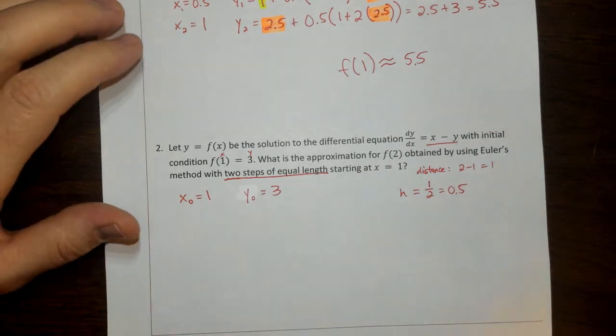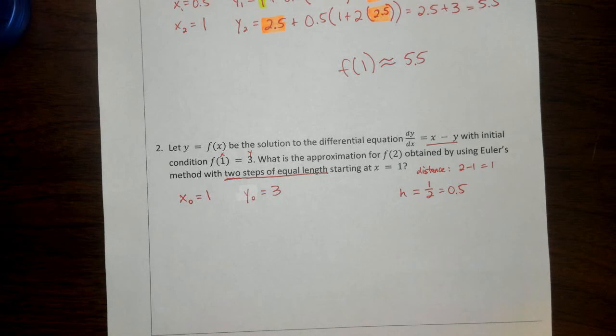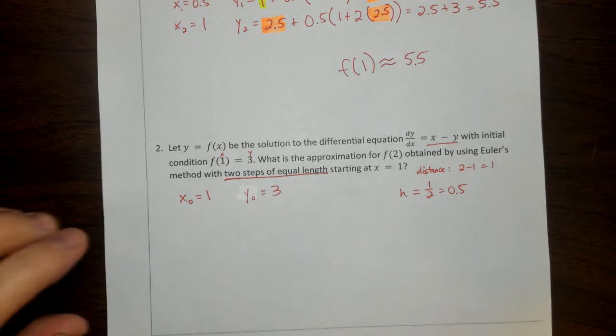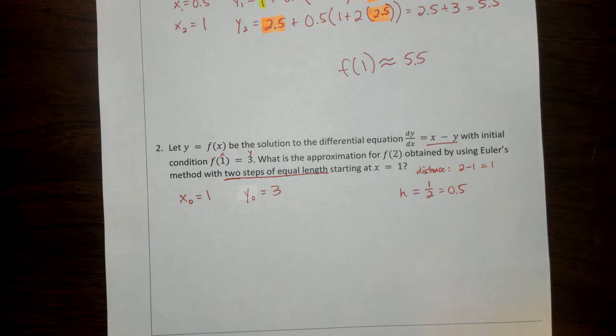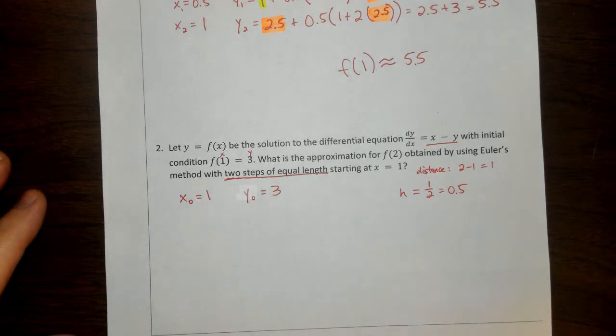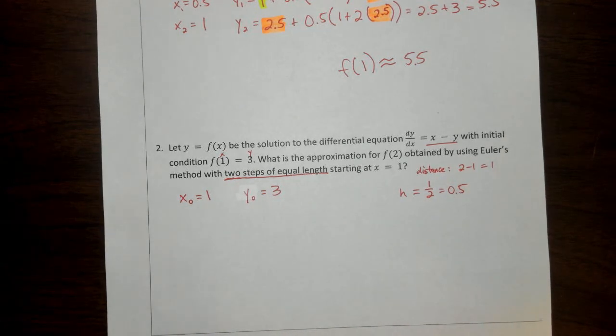It's not always, but many of the examples that I have found do them as 0.5s. Sometimes, if you look at the ones in the book, they do them by 0.1s and do a whole bunch of steps, but like I said, this is more like how they ask the questions on the AP test. So let's get into it.